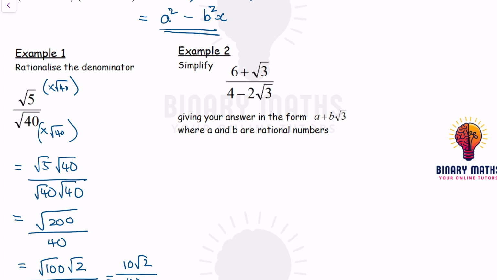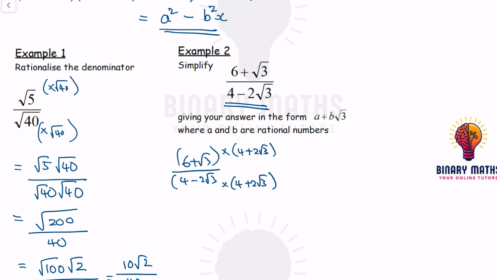Okay, the second example is a bit more complicated. Because I have 4 minus 2 root 3 in the denominator, I need to multiply by the same values but with the opposite sign in the middle. It's the same thing as 6 plus root 3 divided by 4 minus 2 root 3, and to multiply the bottom by 4 plus 2 root 3. So the same numbers, but with opposite sign in the middle. And the same thing to the numerator. So I end up getting that.